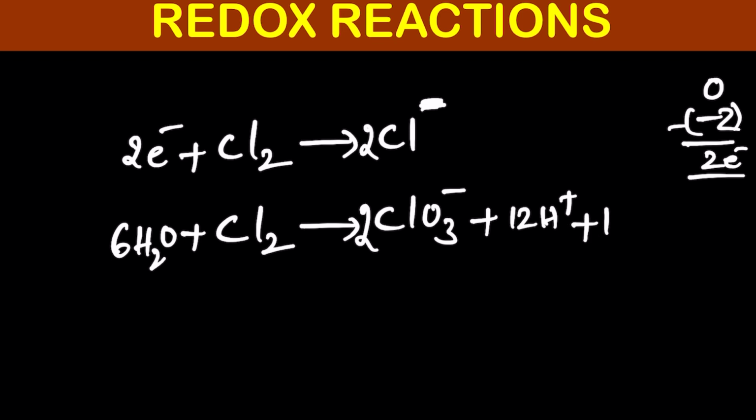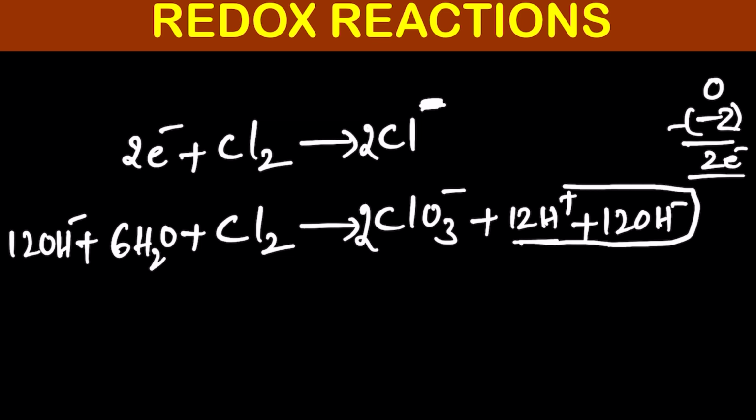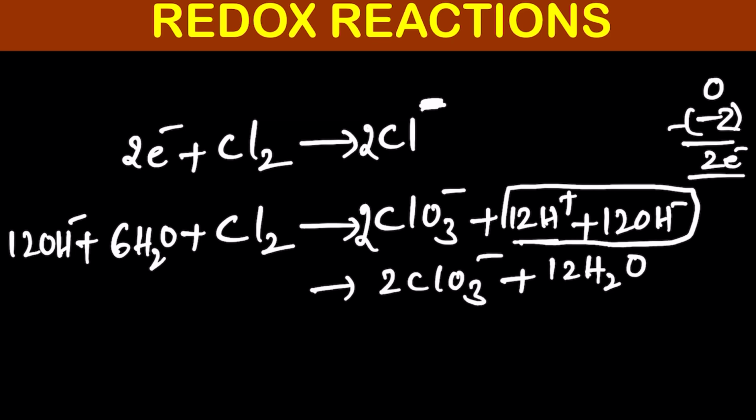So what I do is I add 12 OH minus ions to the side where there is H plus ion, so that the H plus and OH minus convert into water, and at the same time add 12 OH minus ions to the other side. Because I have added 12 OH minus to the product side to nullify H plus, I am simultaneously adding 12 OH minus to the reactant side. So 12 H plus and 12 OH minus convert into 12 water molecules. So I rewrite the equation: 2ClO3 minus plus 12H2O. This becomes Cl2 plus 6H2O plus 12OH minus.